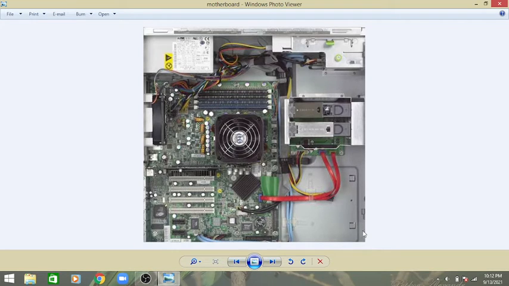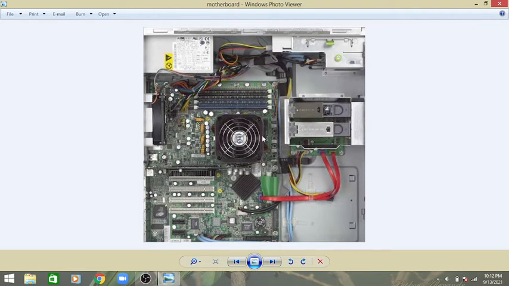So this is the cabinet. Inside this cabinet, the most important part is known as the motherboard. This green color board is known as the motherboard. On the motherboard, you are able to see these slots. Total 4 slots are there. RAM is fixed on this slot. RAM stands for random access memory.